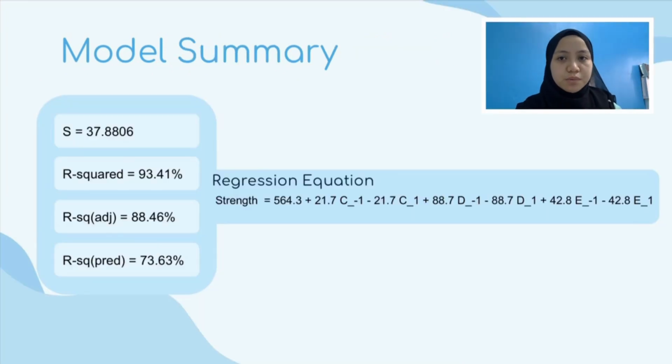The last one is the model summary for this experiment. The S value is 37.8806, and the R squared value is 93.41%, which is quite high actually. The R squared adjusted is 88.46%. The R squared predicted is 73.63%. And then we get the regression equation as shown in this slide.